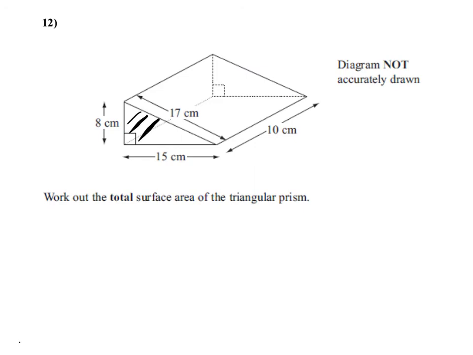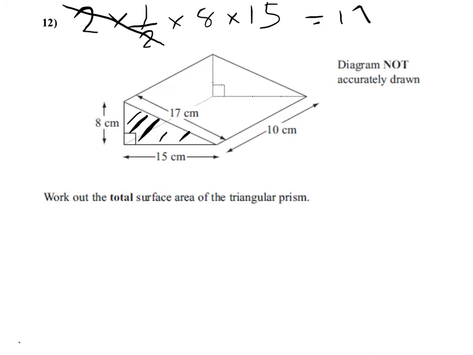Let's start off with our triangles. We've got 2 triangles, and those triangles will be 2 times a half. Remember, when we use the formula for triangles, a half times 8 times 15. That will be the area of our 2 triangles. Now the 2 and a half cancels down to 1. We've got to do 8 15s, which is 120.